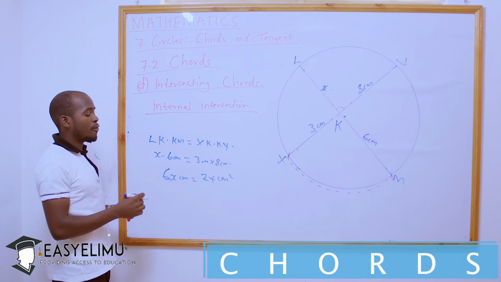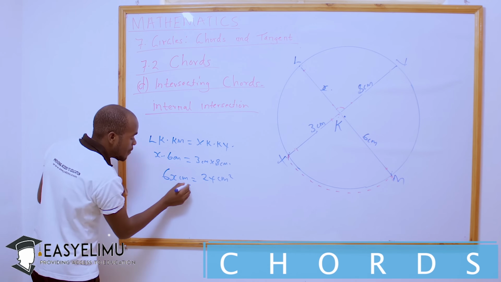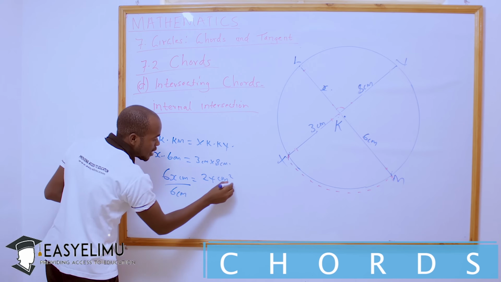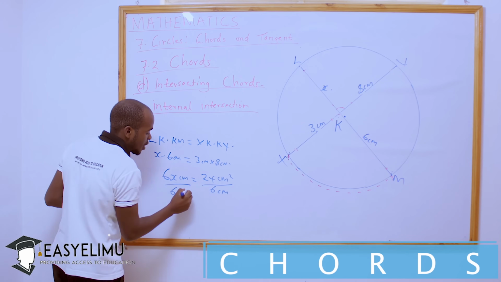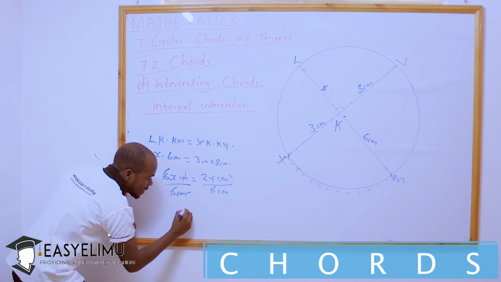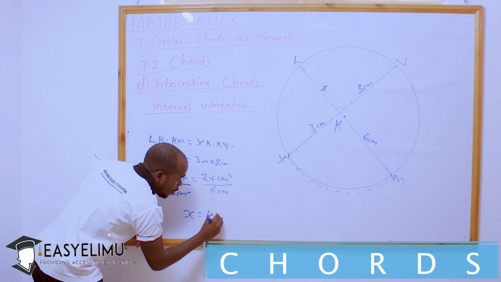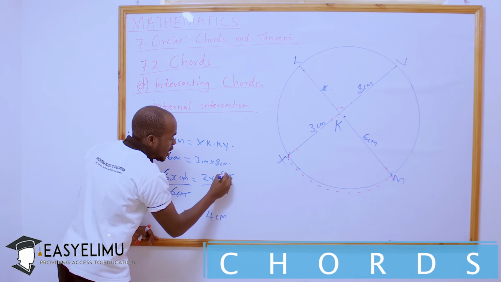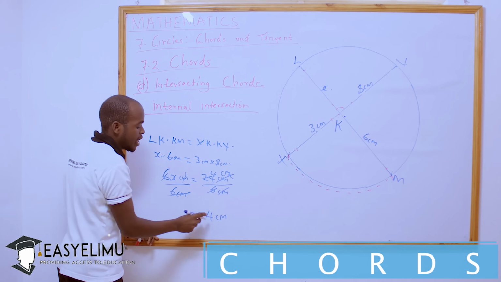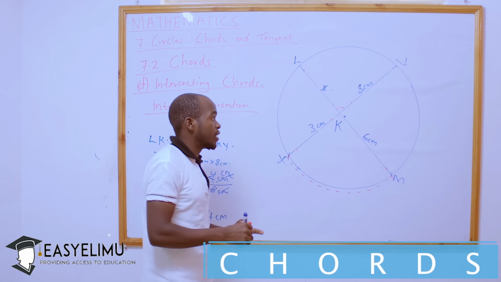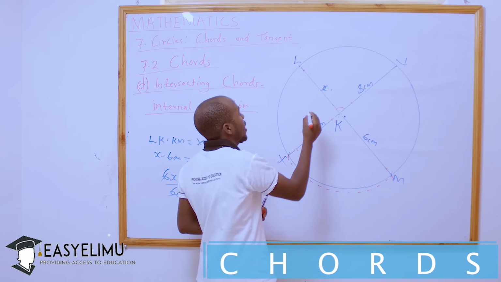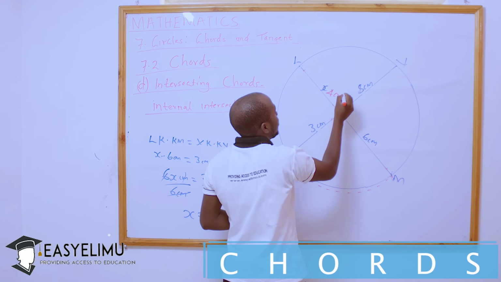So if that is the case, to find the value of x, you need to divide both sides by 6 centimeter. You are going to get that x alone will be equivalent to 4 centimeter, because this will be divided that way, and we get x is 4 centimeter. So meaning that our x here is 4 centimeter.